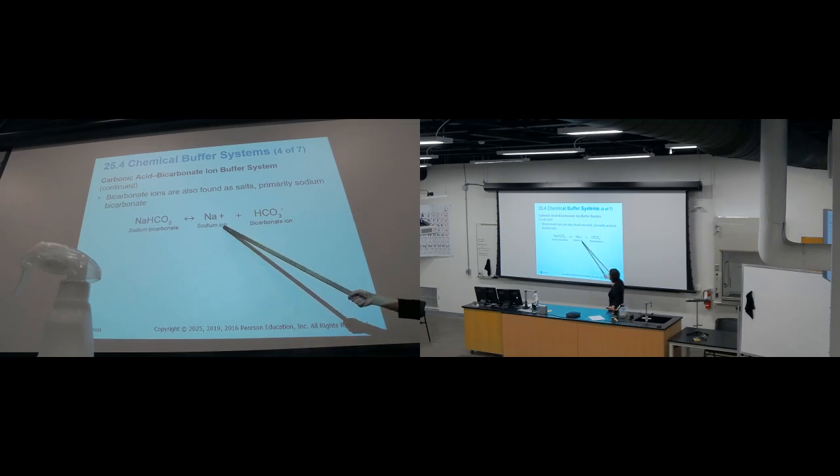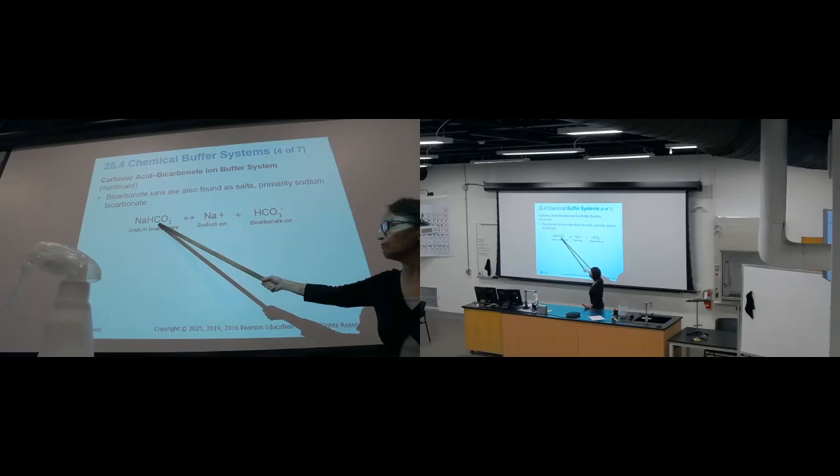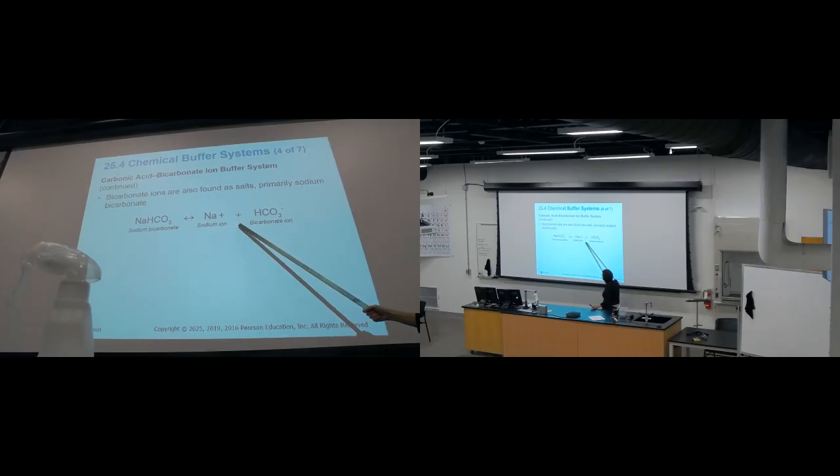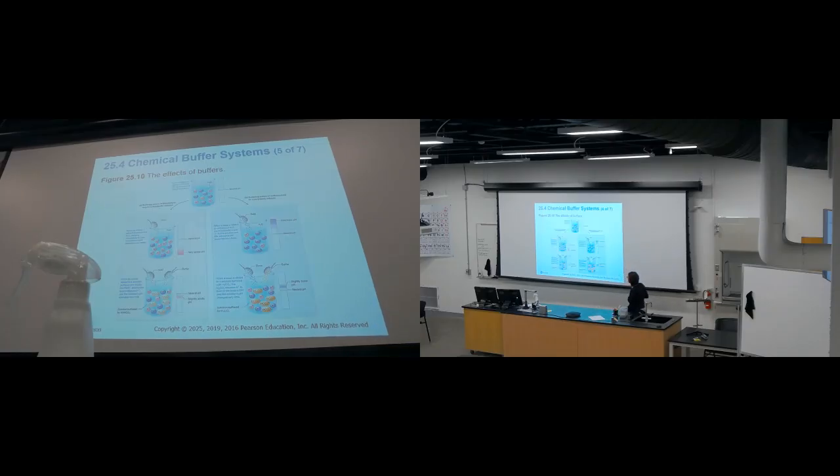Some of these sodium ions that we have in the bloodstream can be combined with bicarbonate to form sodium bicarbonate, or can be dissociated from sodium bicarbonate to just form bicarbonate ions. So here is an example of how the chemical buffer system works.